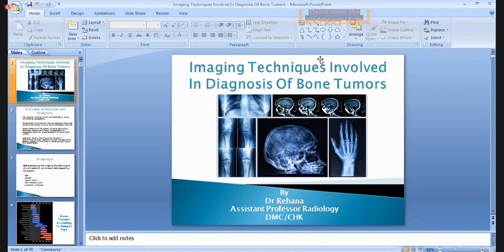The patient usually complains of bone pain. When the bone pain resolves with drugs, it is usually osteoid osteoma. When the bone pain doesn't resolve with the painkiller, it is osteoblastoma. Otherwise, both are radiologically the same, with the only difference being size. Less than 1.5 centimeter is osteoid osteoma, and more than 1.5 centimeter is osteoblastoma.